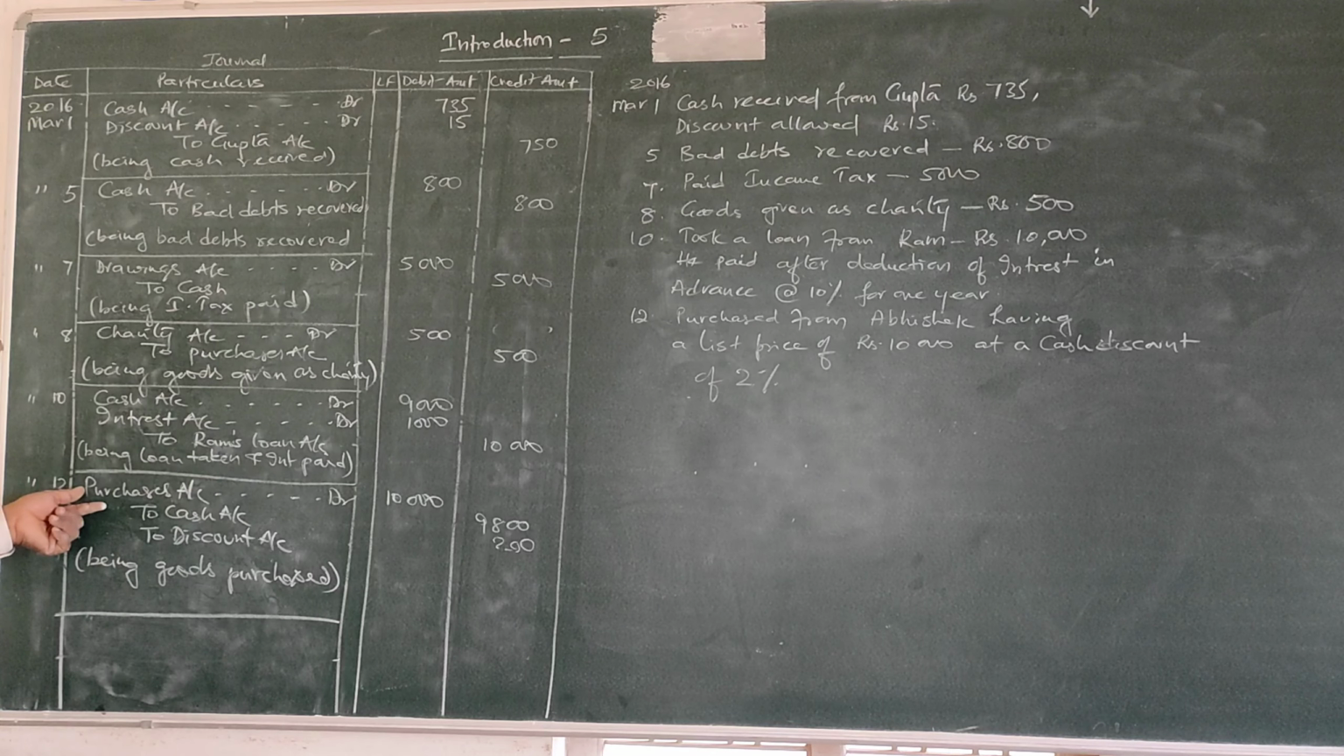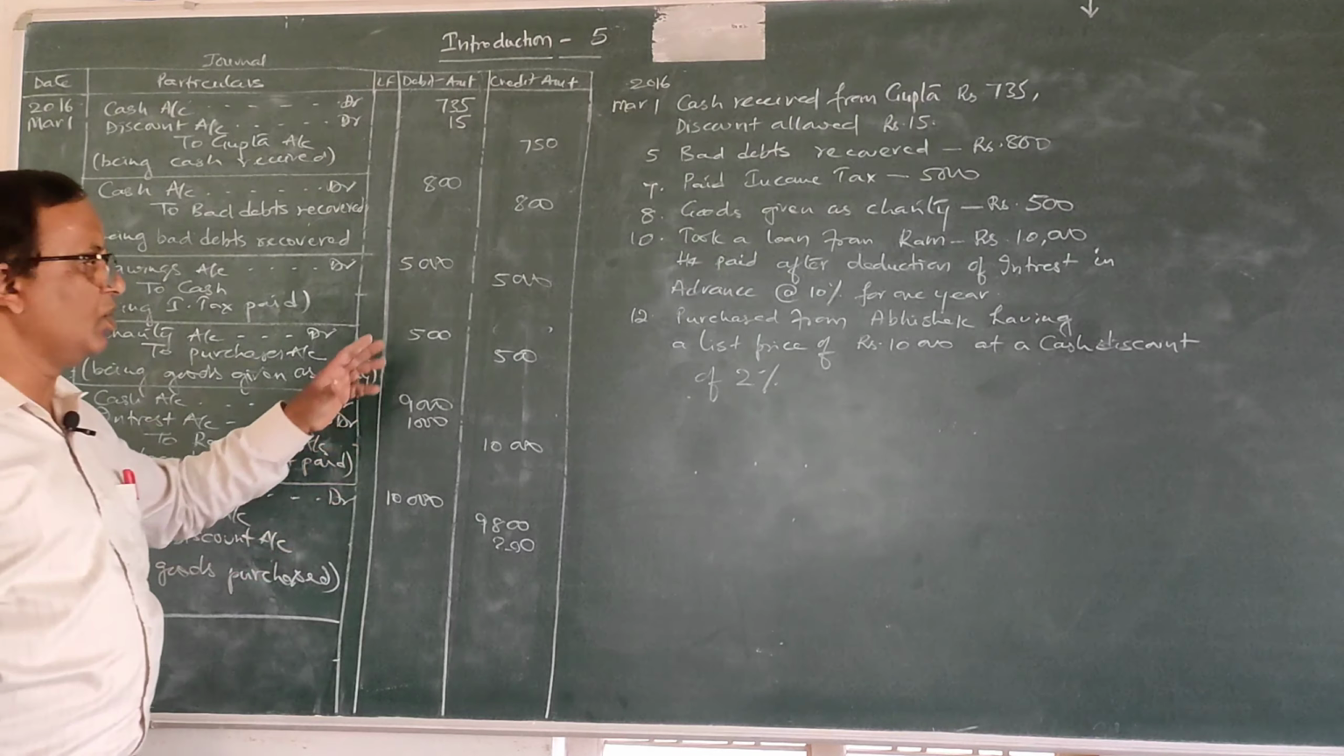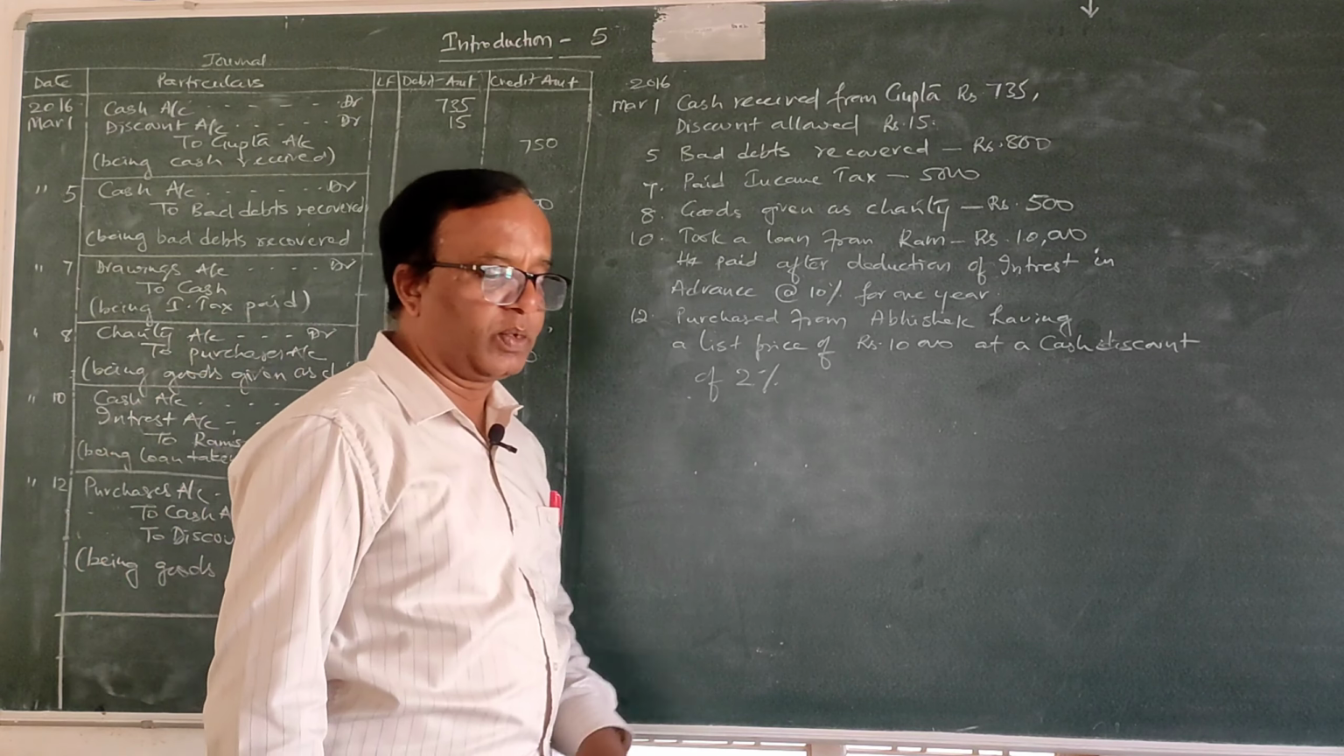So your entry will be purchase account debit to cash and to discount received account, or you can say discount account. If you have created a discount account, it is nothing but discount received only. So this is how we are going to write the entries for this particular problem.